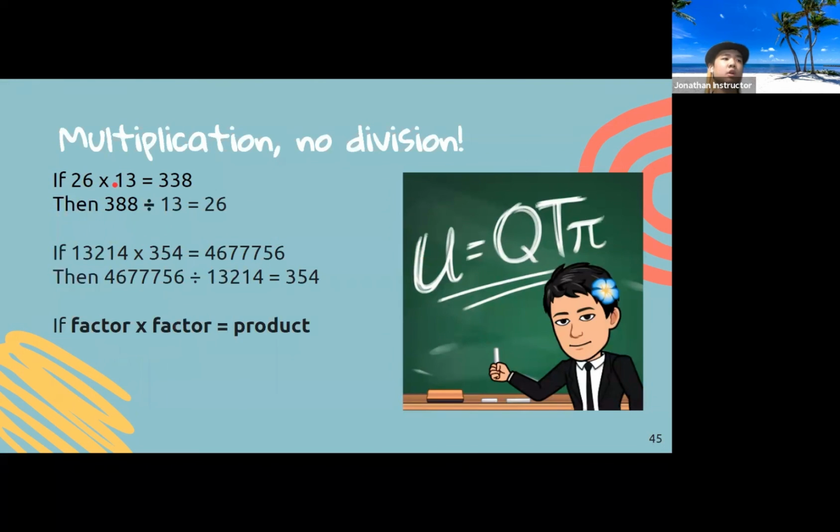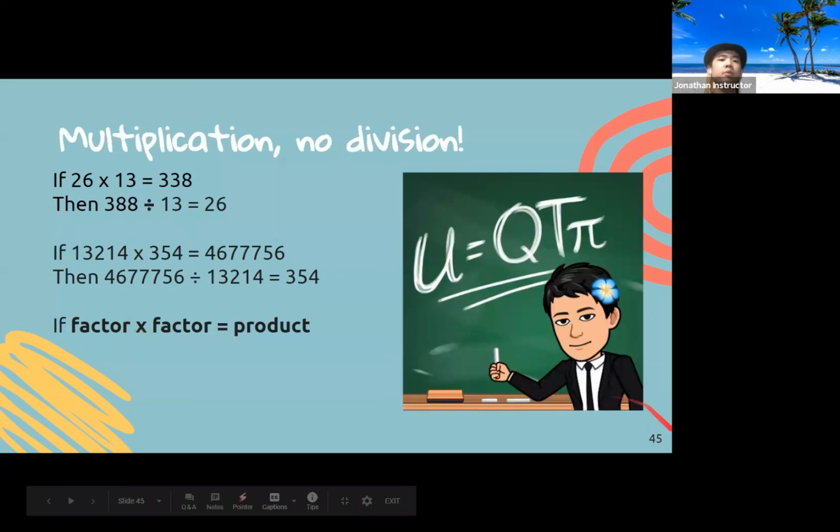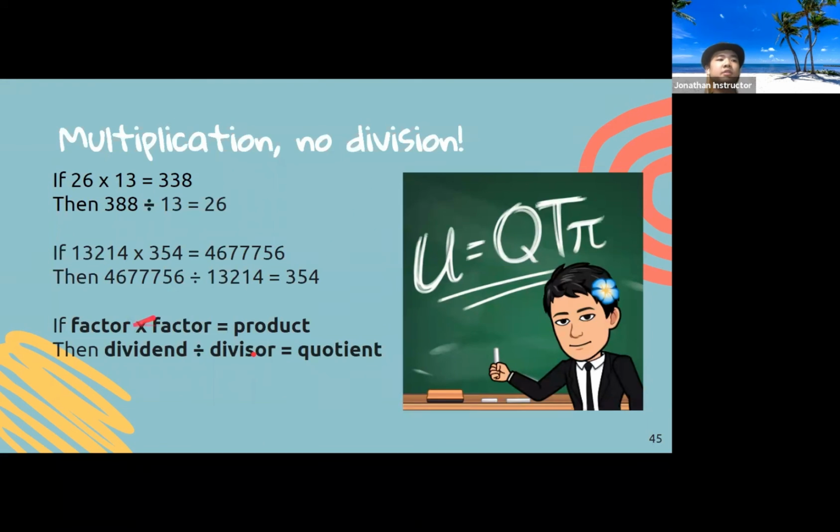So these two numbers are called factors, and this is called the product. The two factors multiplied by each other equal a product. And then we have a big number, the dividend, which is a product, divided by the divisor, one of the factors, equals a quotient, another factor. So these are the official math terms. A dividend divided by a divisor equals a quotient. I'll be using these words later today.